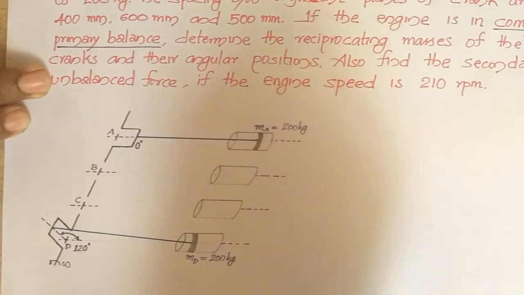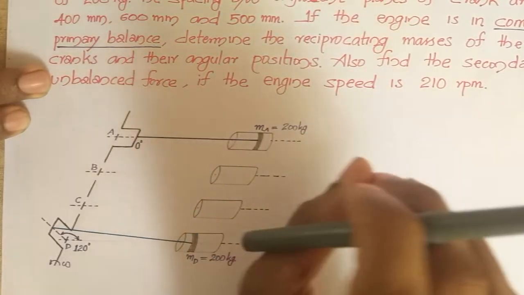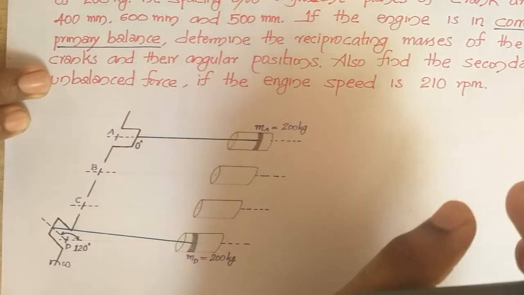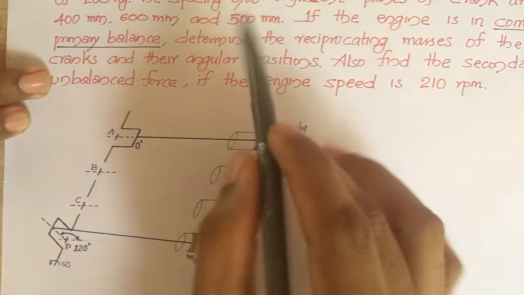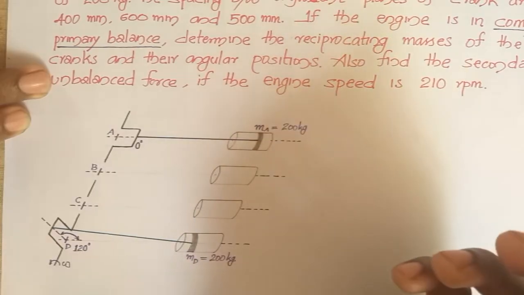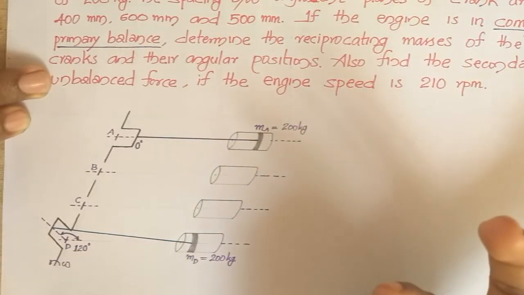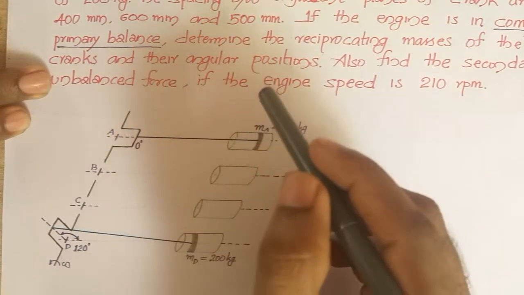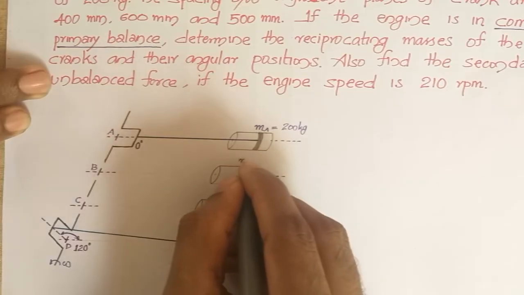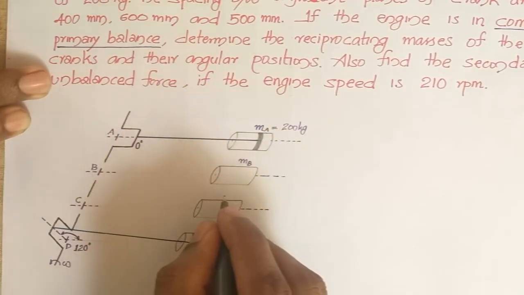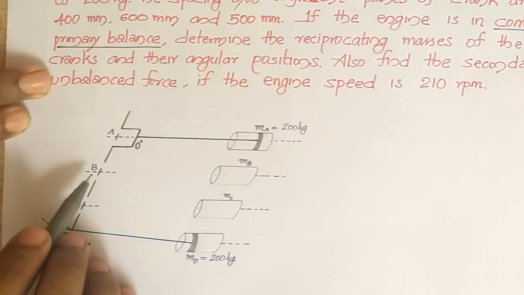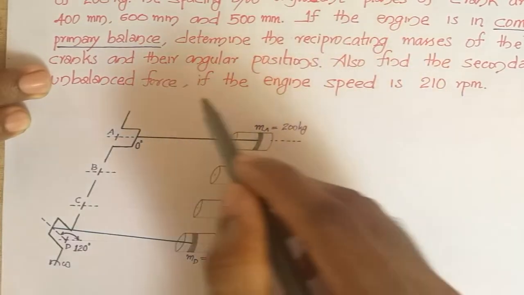But we have mentioned in the last video that you cannot do complete balancing, that means you cannot keep both the primary as well as secondary forces and couples balanced. Here primary forces and couples are balanced, but there will be some secondary forces as well as couples. In this problem, you have to calculate the masses in these cylinders, that means you have to find the reciprocating mass MB, reciprocating mass MC, and their angular positions, and also you have to find the secondary unbalanced force.